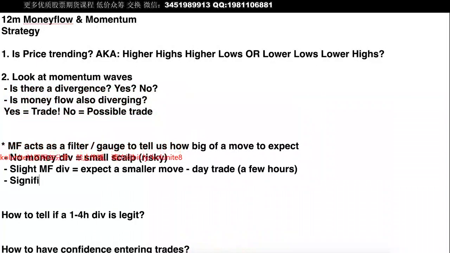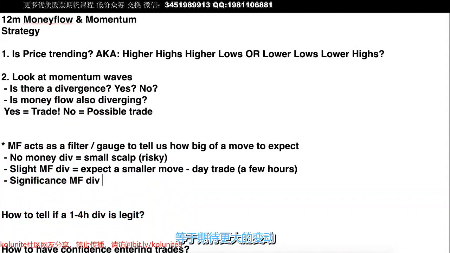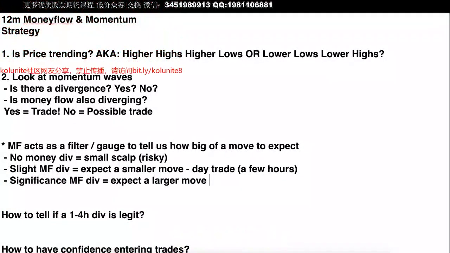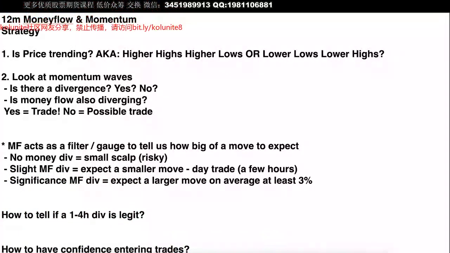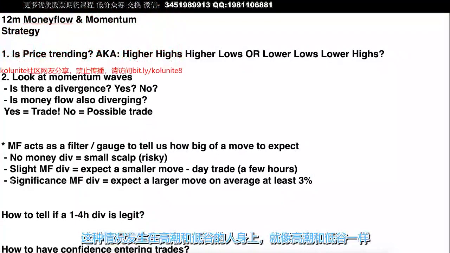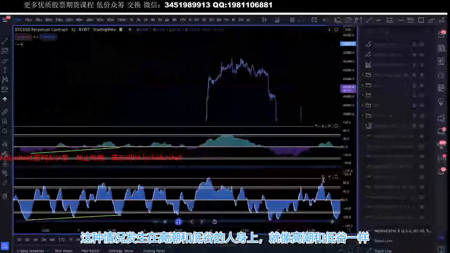Significant money flow div equals expect a larger move. On average, at least 3%, right? On average, at least. Sometimes 10% or more, seriously. Because a lot of times this happens, guys, at the highs and lows, like the high and the low, right?